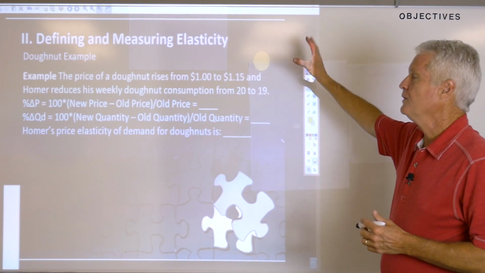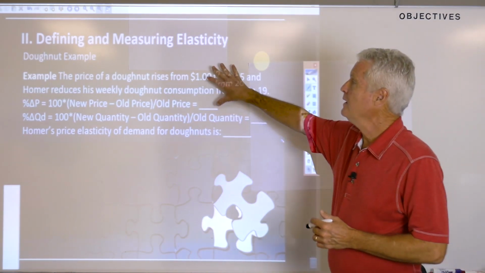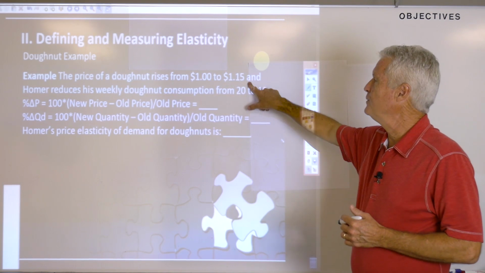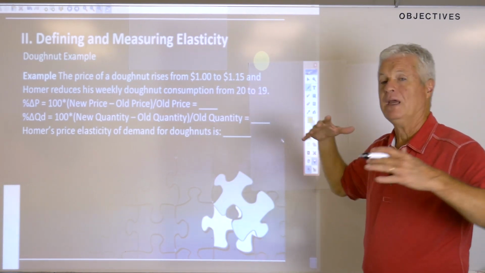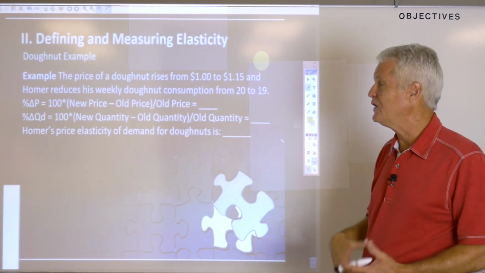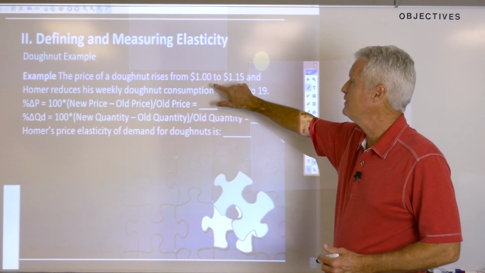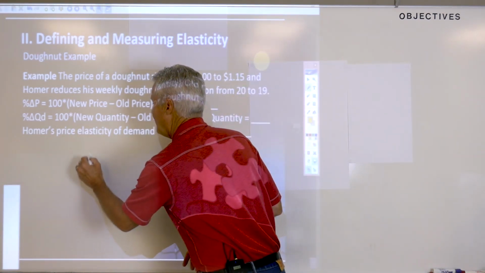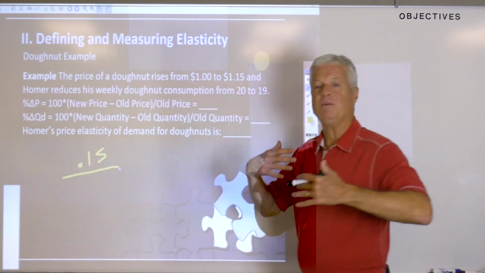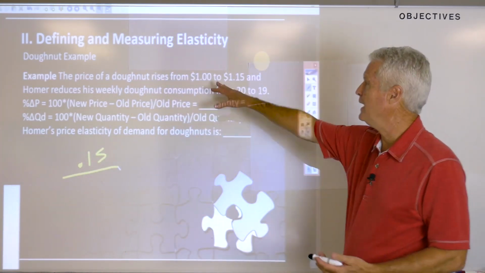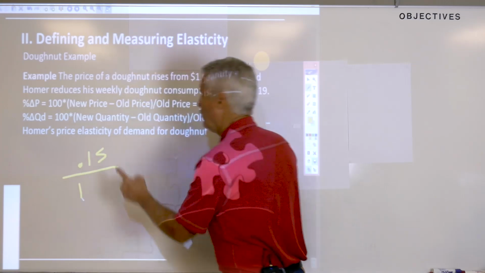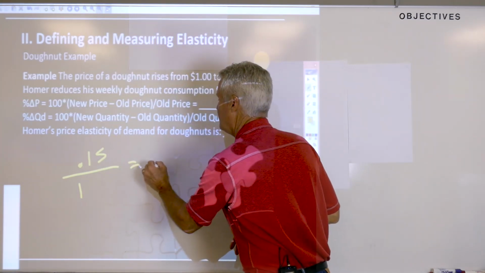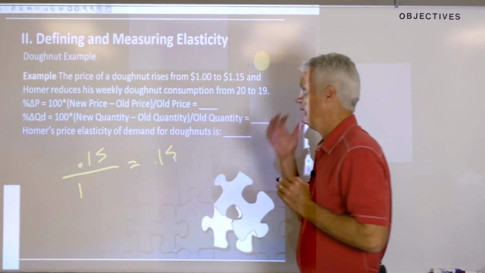Okay, so let's do this one real quick. Price of donuts rises from $1 to $1.15. In order to calculate the percent change in price, well, it changed by 15 cents. So that's 0.15. Where did it begin? Well, it began at $1. 0.15 divided by 1 equals 0.15.